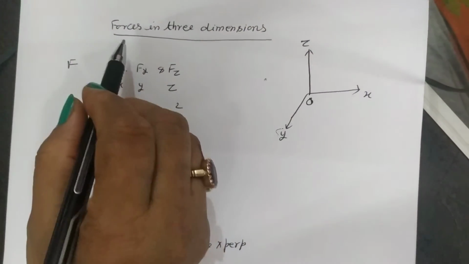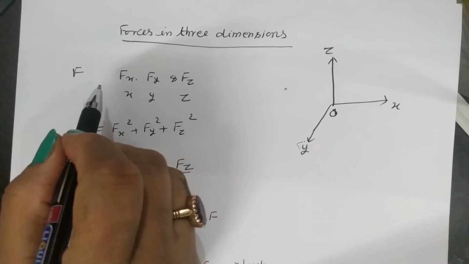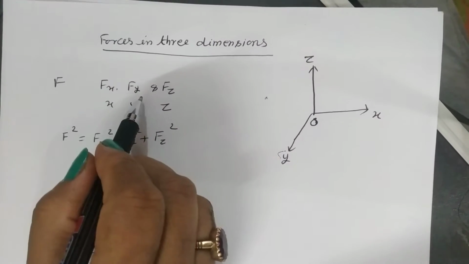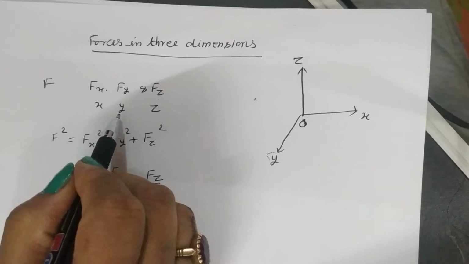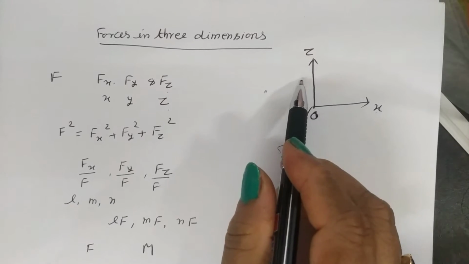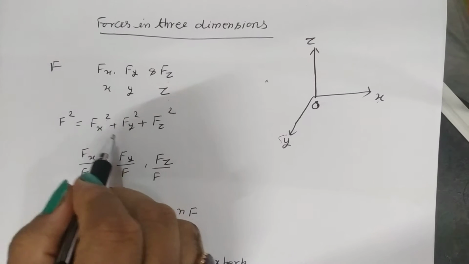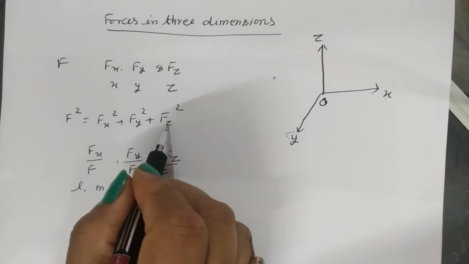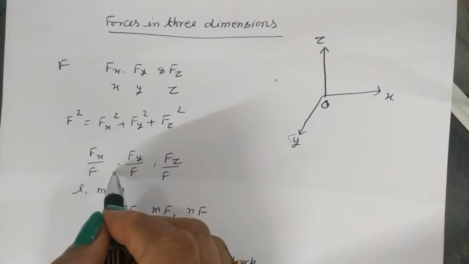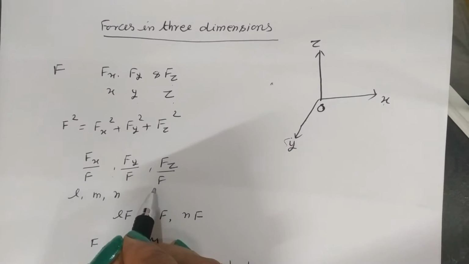We are starting the next chapter of statics, forces in 3 dimensions. Let F be a force which has components Fx, Fy and Fz in the directions of x, y and z. Then F square is equal to Fx square plus Fy square plus Fz square. Also, as F acts along a line whose direction cosines are Fx by F, Fy by F and Fz by F.